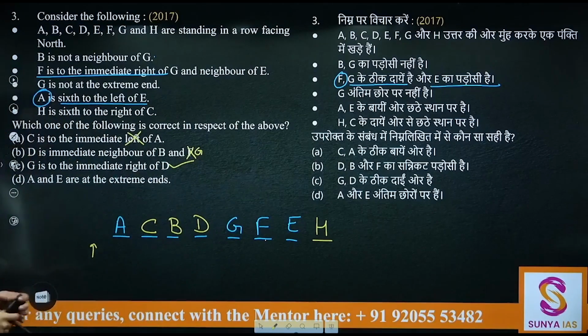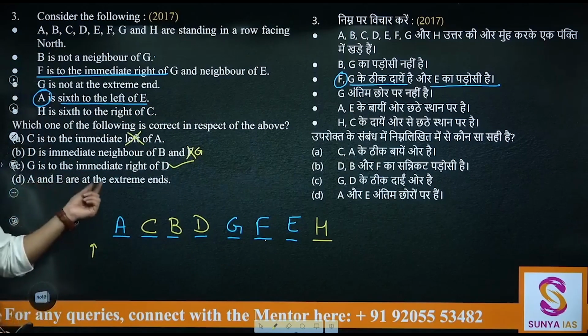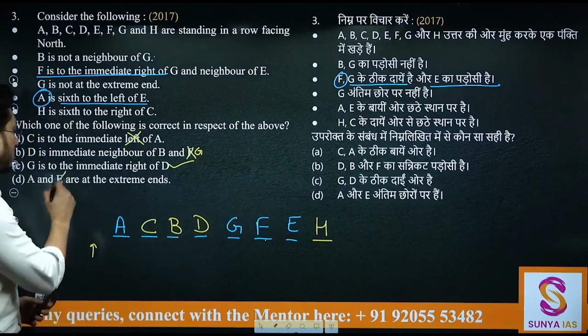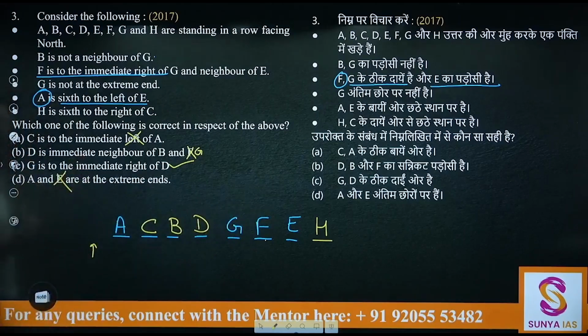Yes. A and E are at the extreme ends. A and H are at the extreme ends. So this is incorrect. You have only C as the correct option. Done. Let's see the next one.